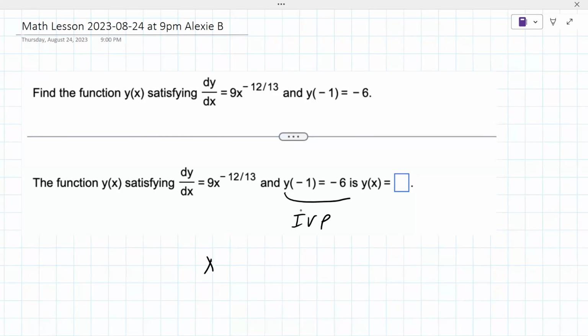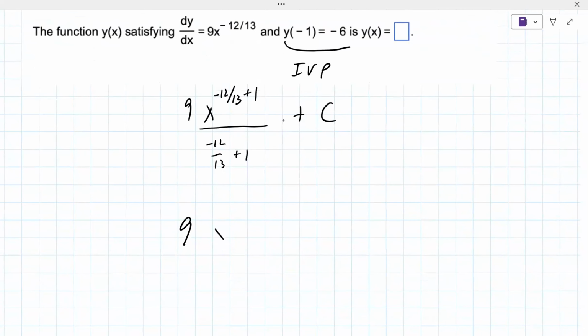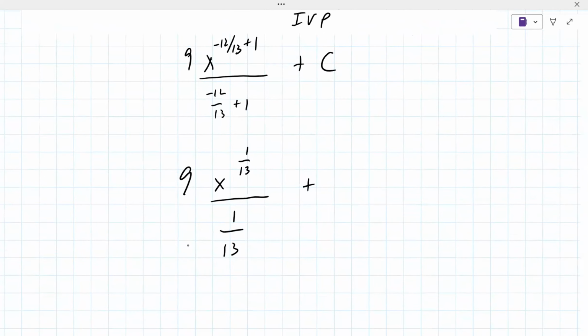So you're gonna add 1 to the fraction. You're gonna divide by the new fraction. That 9 is out in front plus C. So hopefully that's pretty familiar to you. Ends up being 9x to the 1 over 13 power. This is the 1 over 13 power. So you end up multiplying 13 by 9, and you get 117x^(1/13) plus C, like that.